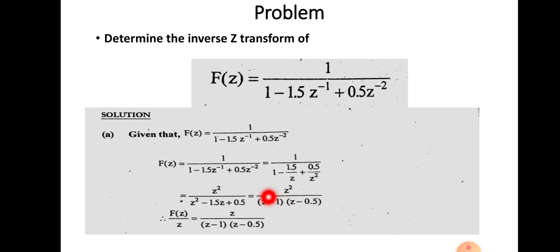So you can also easily find that it is better to represent it in the form of f of z by z. Once z is taken to the left side, it will be equal to f of z by z, that will be equal to z divided by z minus 1 into z minus 0.5. So in this term, m is 1 and n is 2. So m is less than n. So here you can represent it by the partial fraction method.